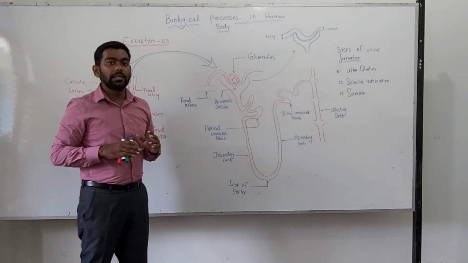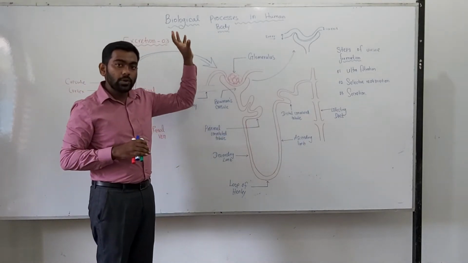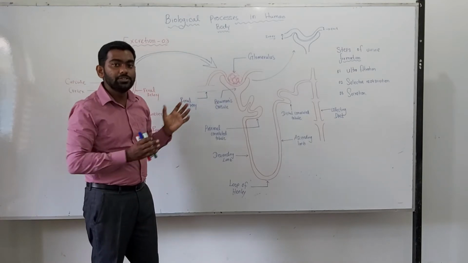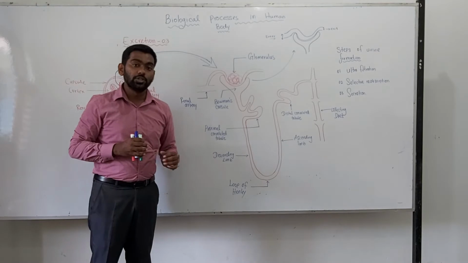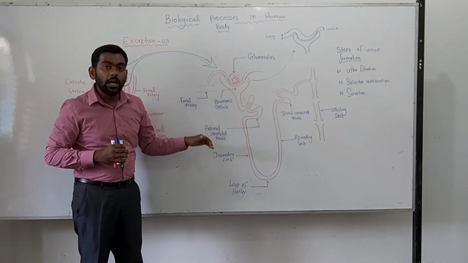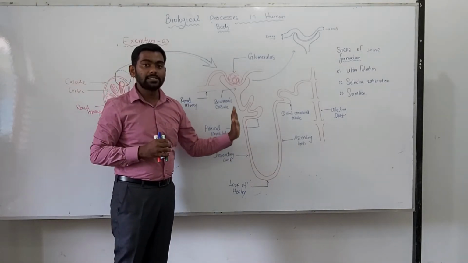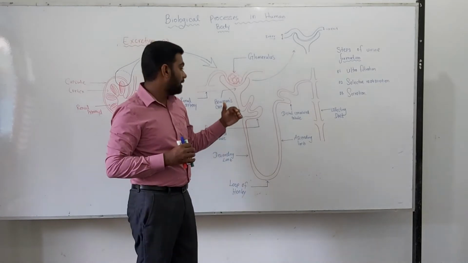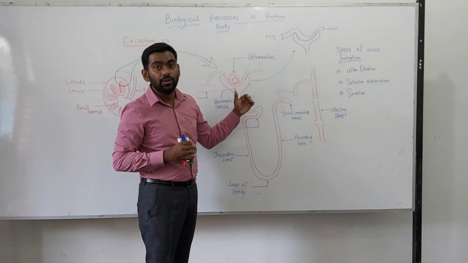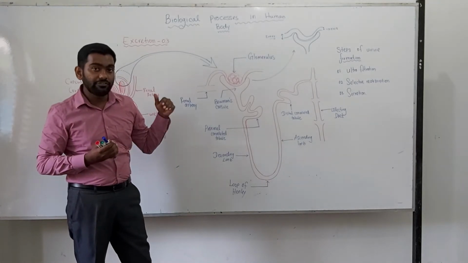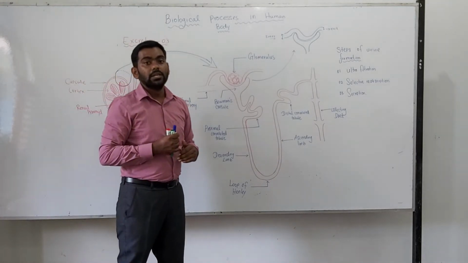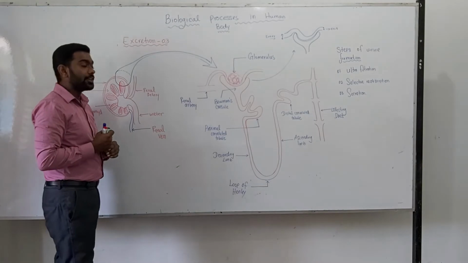Let me tell them in order: the glomerulus, the network of blood capillaries, the Bowman's capsule, proximal convoluted tubule, descending limb, loop of Henle, ascending limb, and distal convoluted tubule finally connected to the collecting duct. And the collecting ducts face the pelvis region of the kidneys.